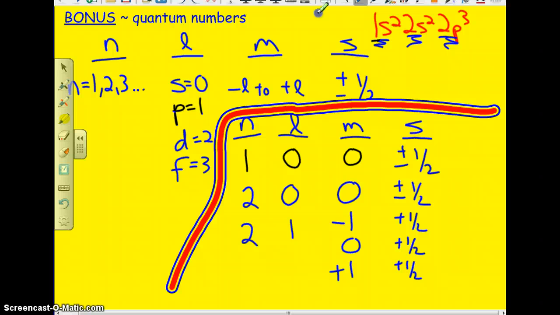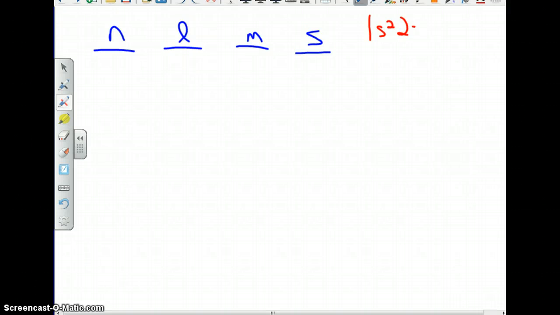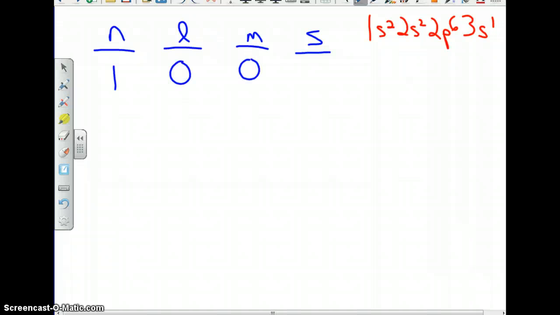Okay, so one other quick example to show you how to do it. So we have N, L, M, and S. And let's take this element, 1s2, 2s2, 2p6, 3s1. I'm going to go fast now because I showed you how to do it already. So the first one, it would be the first energy level, 0 because it's an S, 0 for M because L is 0. First one goes plus a half, second one goes minus a half. So we've just shown those 2 electrons.